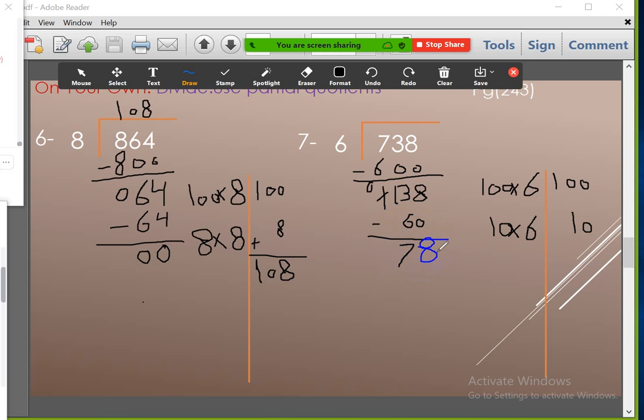Also 78 I can divide on 6 because it is greater than 6. So I will take the divisor. Thank you, Dana. We will stop here with you and continue with Ariam.